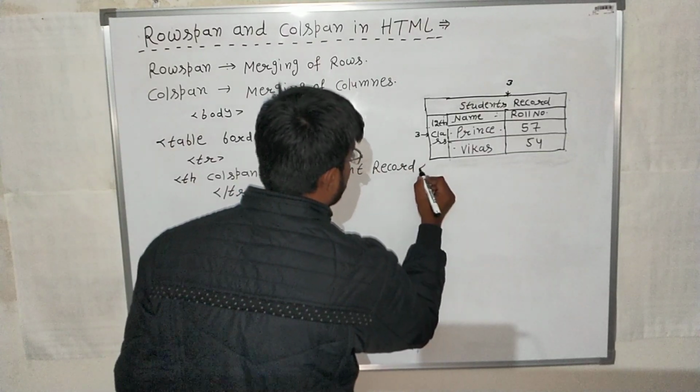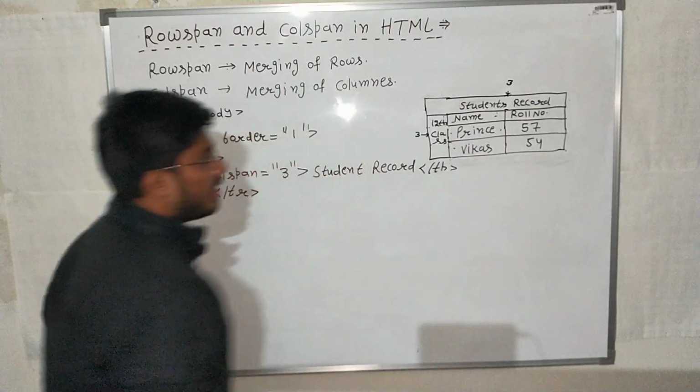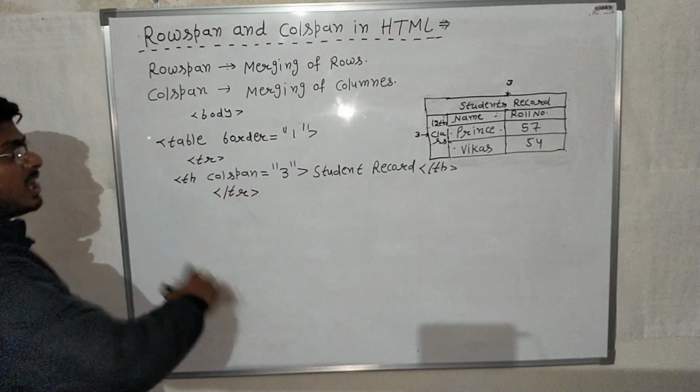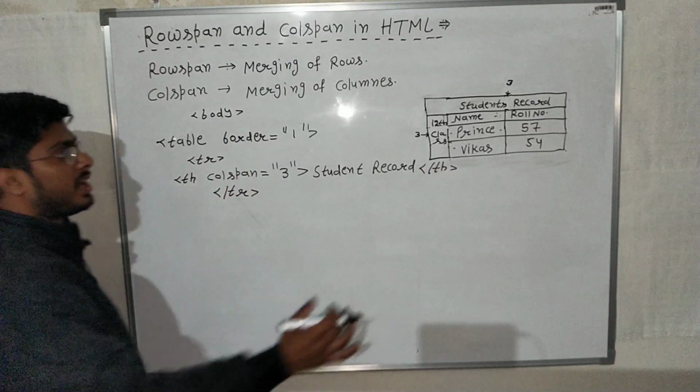Done, friends. And next what? We have to close that table heading, friends. Our first table row has been completed. We have done it. Now let us make a second table row.